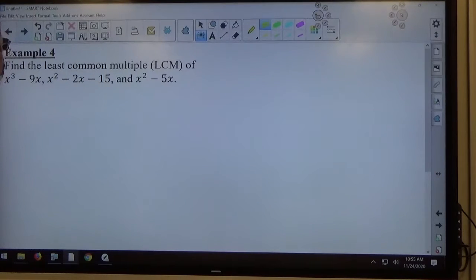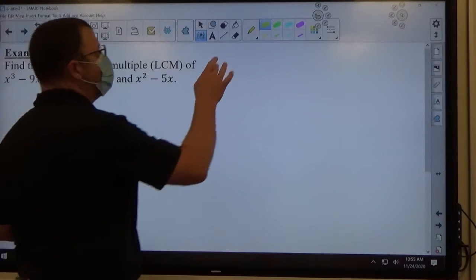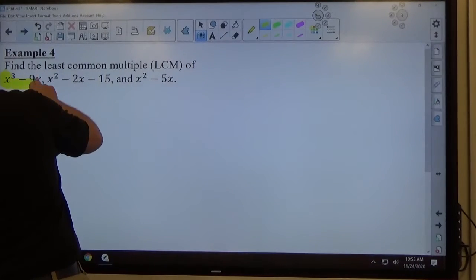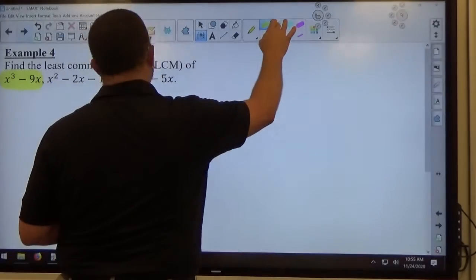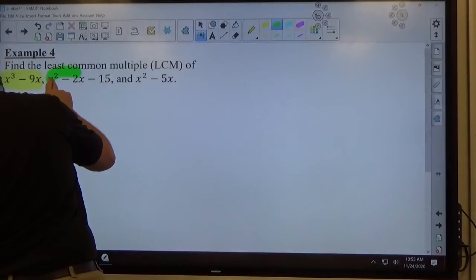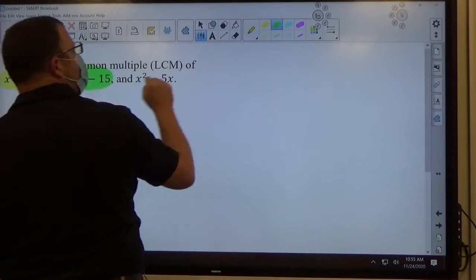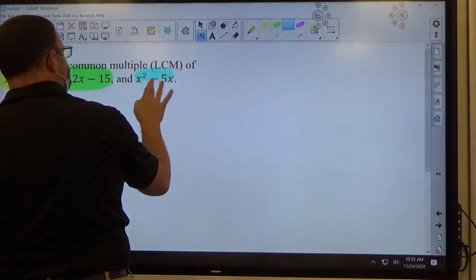Okay, for example 4, it says find the least common multiple of x cubed minus 9x, x squared minus 2x minus 15, and x squared minus 5x. So this time we have three pieces, three objects. Expression 1 is x cubed minus 9x. Expression 2, x squared minus 2x minus 15. Expression 3 is x squared minus 5x.